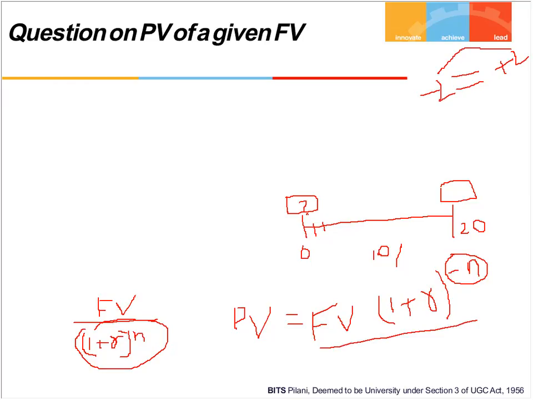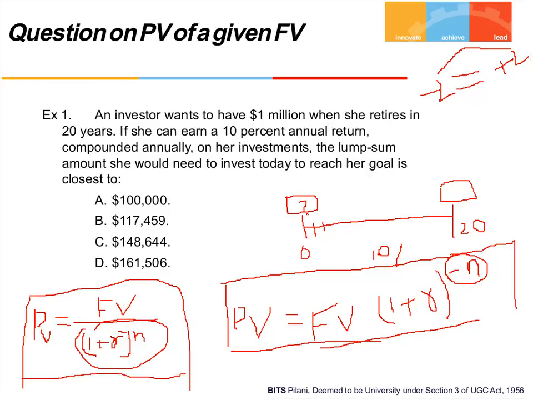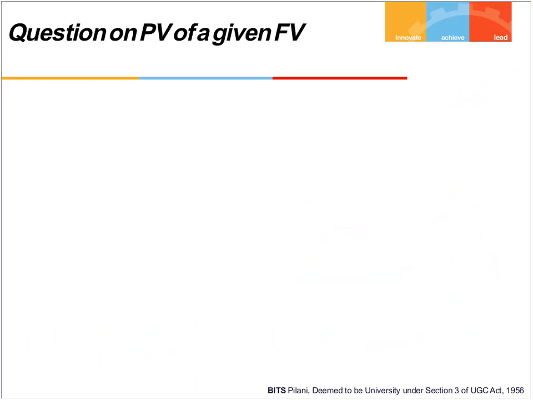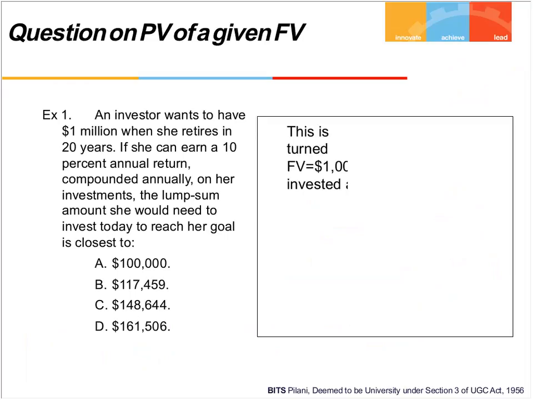That is what I'm trying to tell you. So you can write the formula this way as well. Present value equal to future value into 1 plus r to the power minus n. This is also a valid formula. Or you can write present value equal to future value divided by 1 plus r to the power n. This is also a valid formula. You can apply the formula and get the value. Or you can use your financial calculator or Excel. So this is how it is solved.